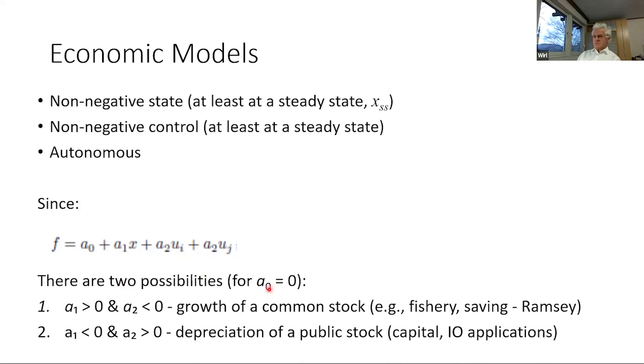If we set the intercept here 0, either you get A1 positive and A2 negative to get a steady state which is positive in the state and in the control, or you take the opposite, A1 is negative and A2 is positive. So in the first case, if A1 is positive, we speak of a growth of a common stock. Famous examples are fishing and Ramsey's saving model. The second case is we have depreciation of a public stock, which we may call capital, and the applications could be from industrial organizations.